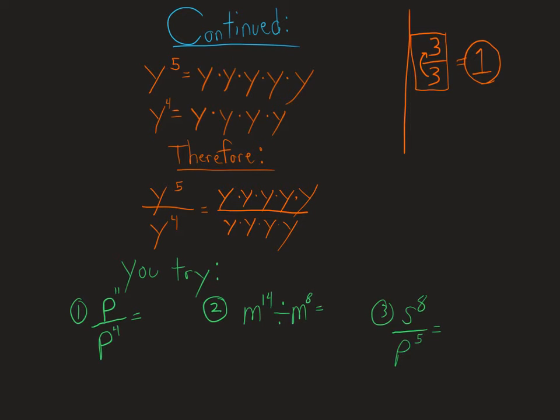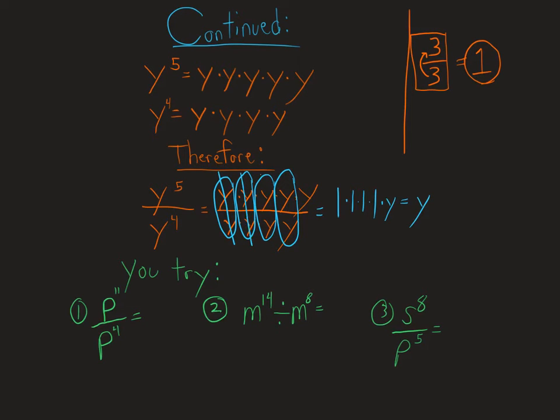So if we go back to this problem over here, that equals 1, that equals 1, that equals 1, and that equals 1. So what we end up with is basically 1 times 1 times 1 times 1 times y. Well, what's anything times 1? It's just that number, or that variable in this case. 1 times y is just y. So if we're going to go back to this problem, we really can simplify and say this.